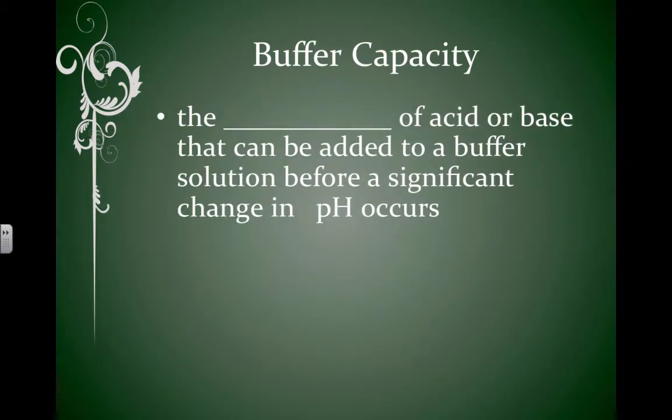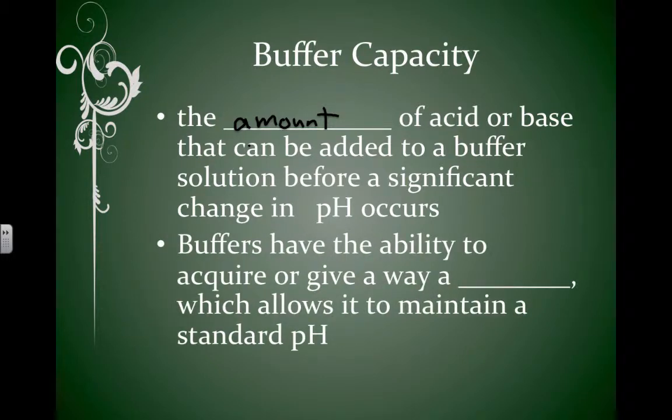The buffer capacity simply describes the amount of acid or base that could be added to a buffer before a significant change in the pH occurs. Buffers have the ability to acquire or to give away a hydrogen ion, and that's how it allows the solution to maintain a standard pH.